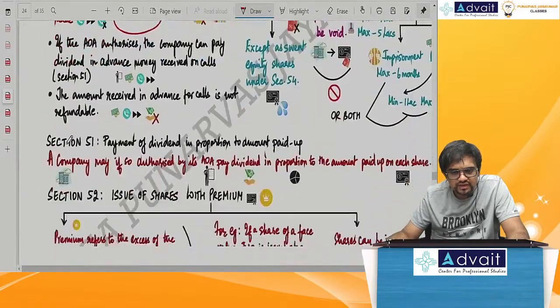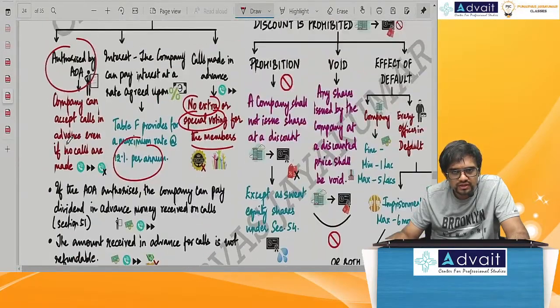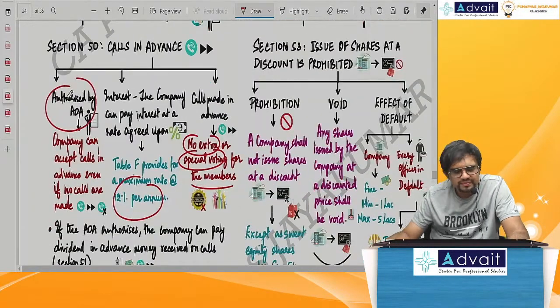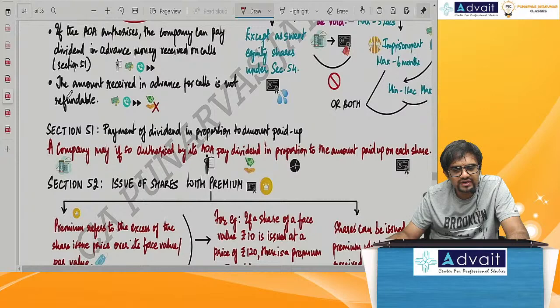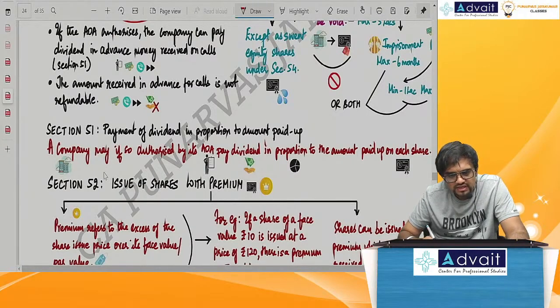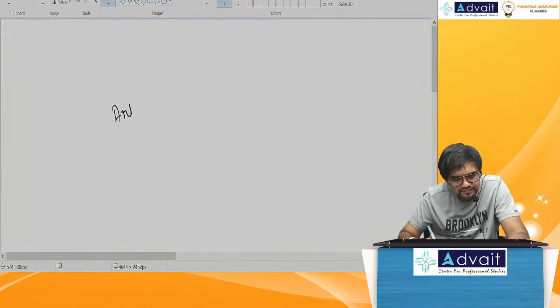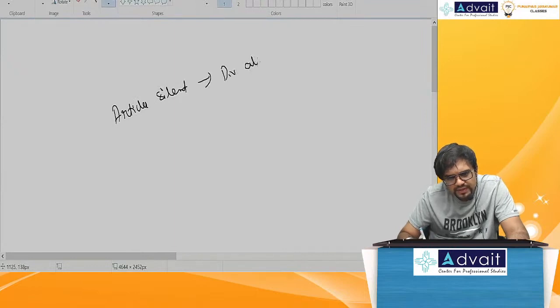Next is the question: is dividend paid on face value or on paid up value? Section 51 gives the answer. It says a company, if so authorized by AOA, may pay dividend in proportion to the amount paid up. Interesting to know that if articles are silent, dividend is always paid on nominal value.